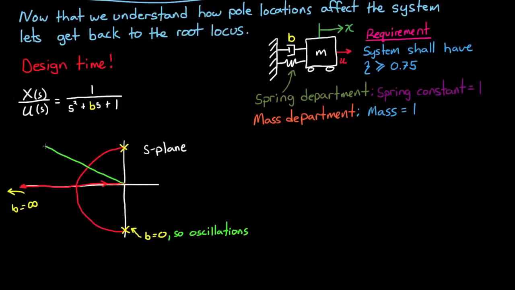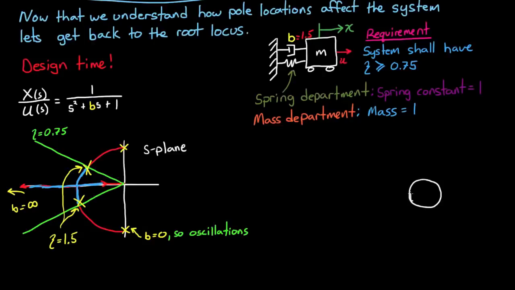So now at this point I can draw my two lines of constant damping ratio at 0.75. And I know that I need to pick a value of b that puts the poles of this transfer function somewhere along that blue line. I'm going to choose a value at these yellow x's because this allows me to buy the smallest, lightest damper I can while still meeting system requirements. And so we need a damping coefficient of 1.5. I wrote zeta equals 1.5, but I really meant b equals 1.5.